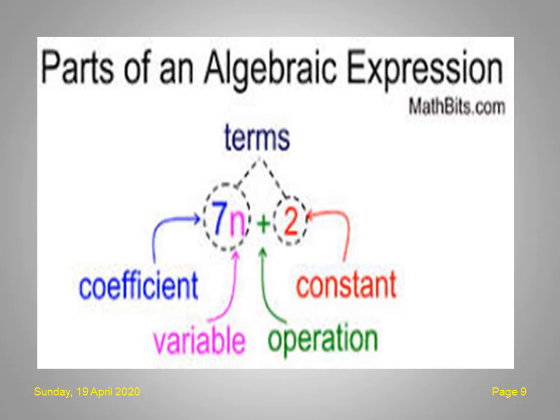And there is an operation connecting these two terms. It could be addition, subtraction, multiplication or division. So here plus is the operation, 7n is the term with the variable and 2 is the constant term.